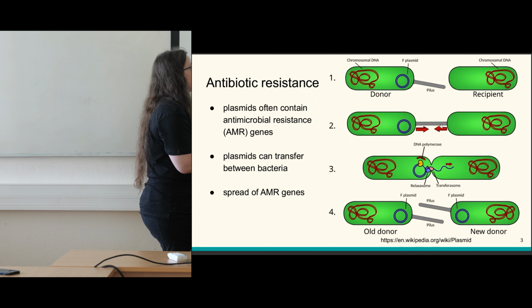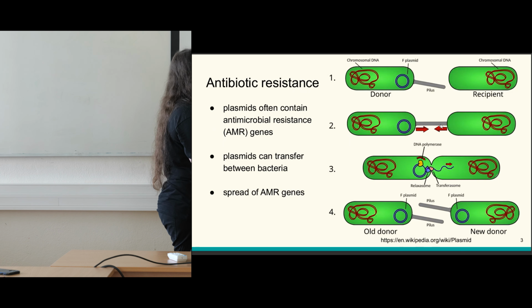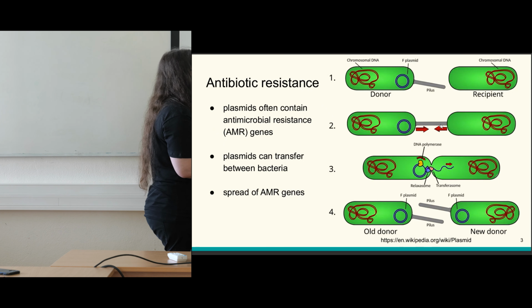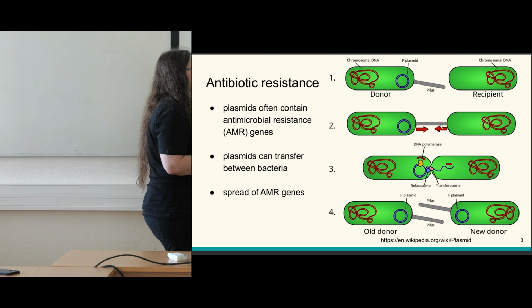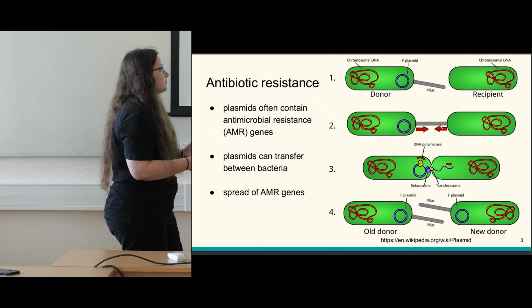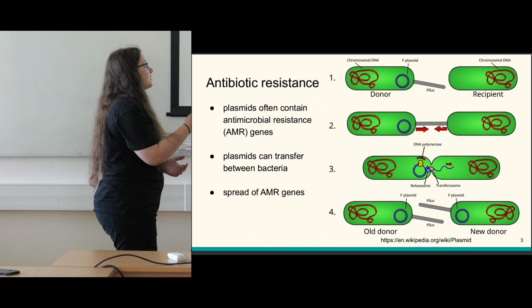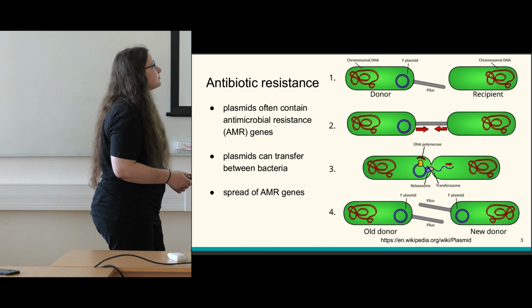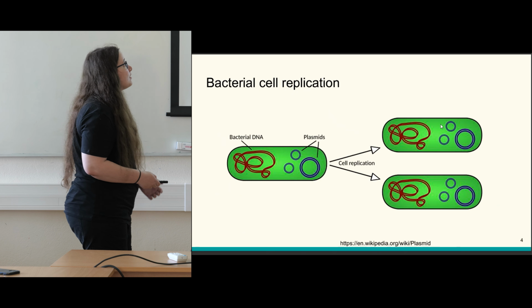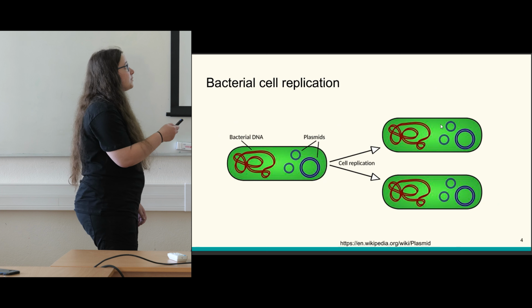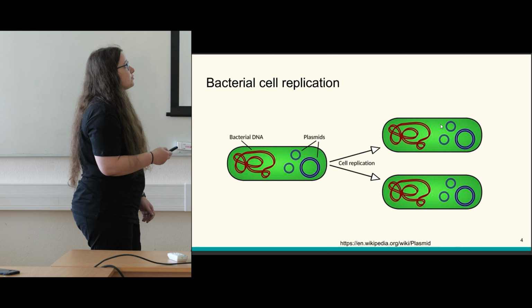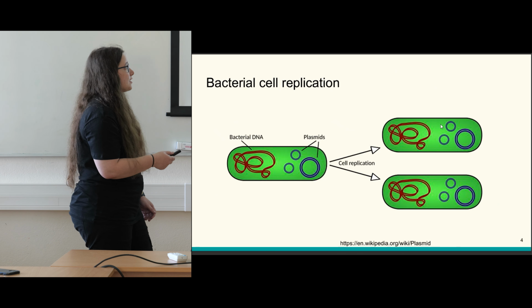For example, here we can see that the bacteria can somehow connect, and the plasmid DNA is copied to a bacteria that did not contain plasmid before. We call this transfer horizontal gene transfer. And then there are new bacteria that have the plasmid that also carries the antibiotic resistance genes, which is an issue. Also, when the cells replicate, they replicate their chromosomal DNA, but the plasmids can also get to the new cells.